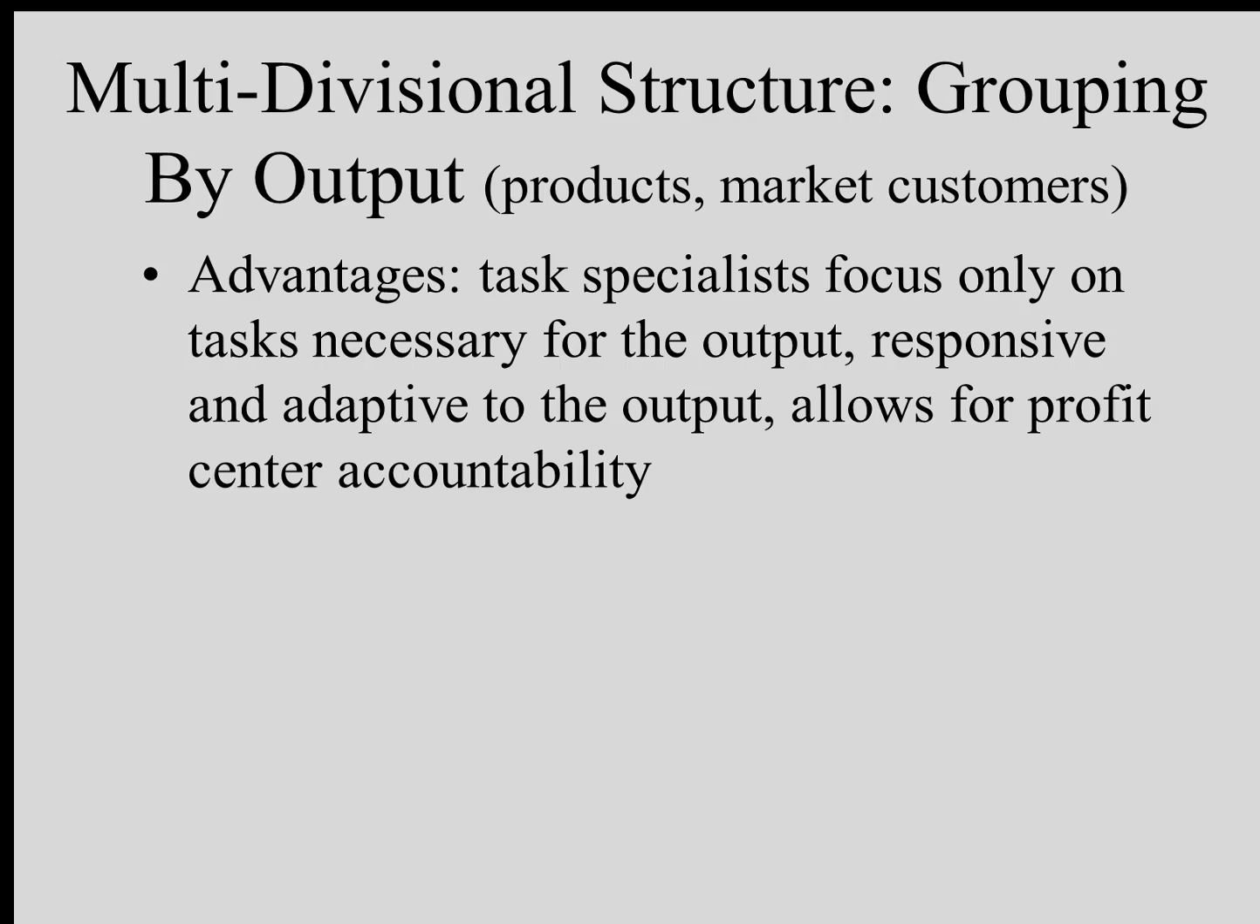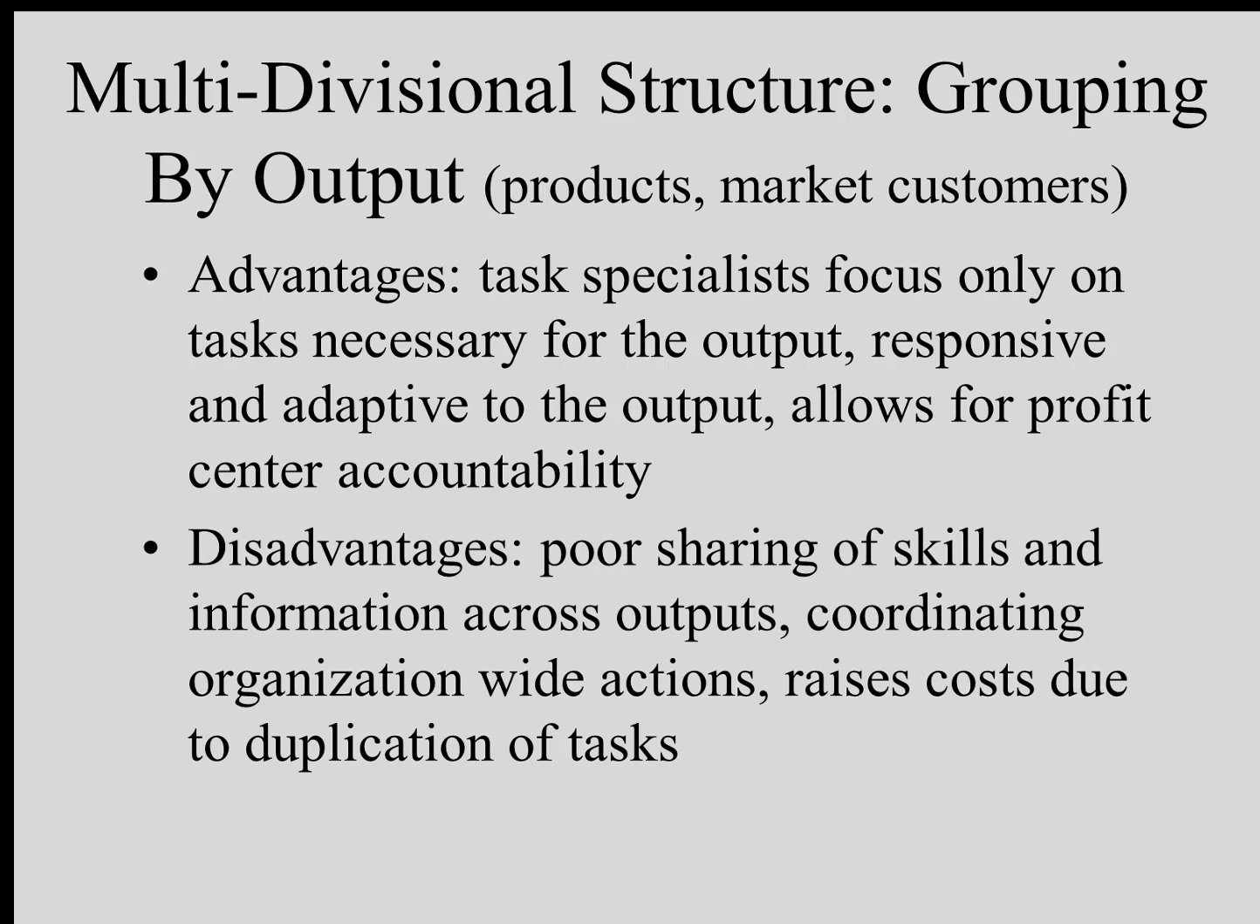Grouping by output, the multi-divisional structure. Well, now the task specialists get to focus only on the tasks necessary for the output. So we don't have to coordinate designers working on multiple different things, marketers working on multiple different things, etc., which can make it more responsive and adaptive to the output because they're focused only on the output, the product, the customers, the region, etc. And it also allows for what's known as profit center accountability because each division is essentially its own little company. And we can therefore measure its performance really on a profitability basis and compare profitability across different divisions.